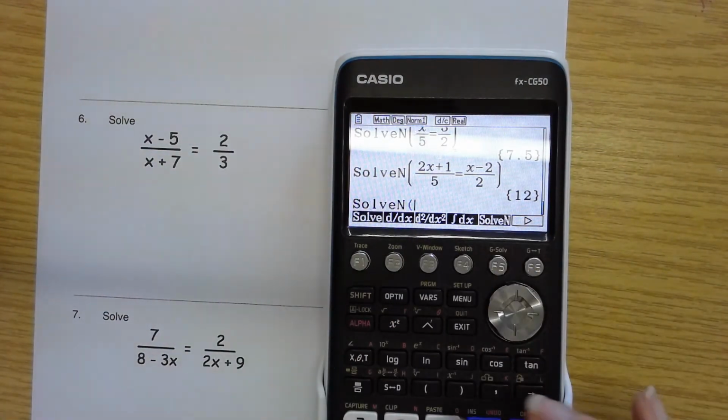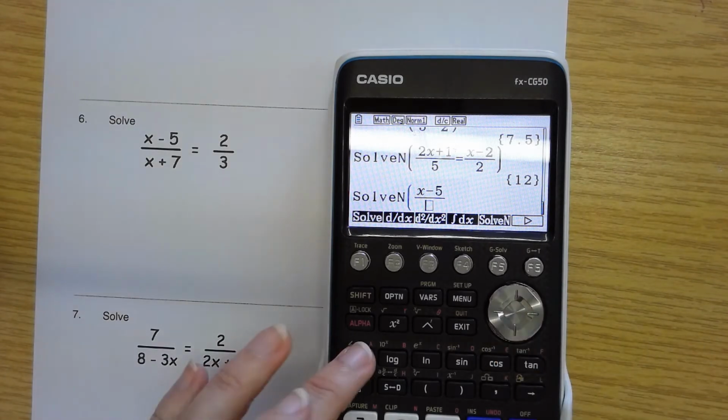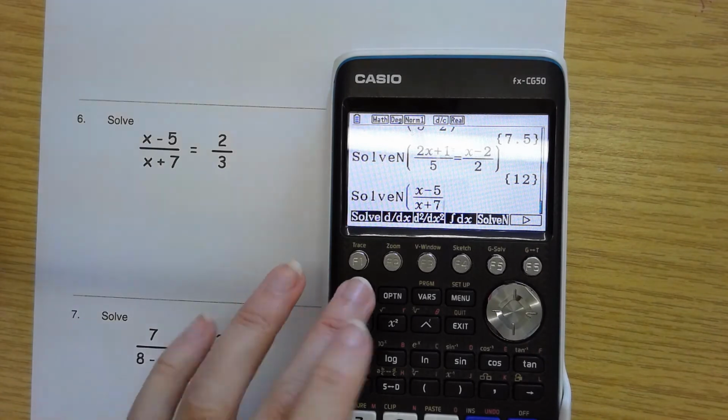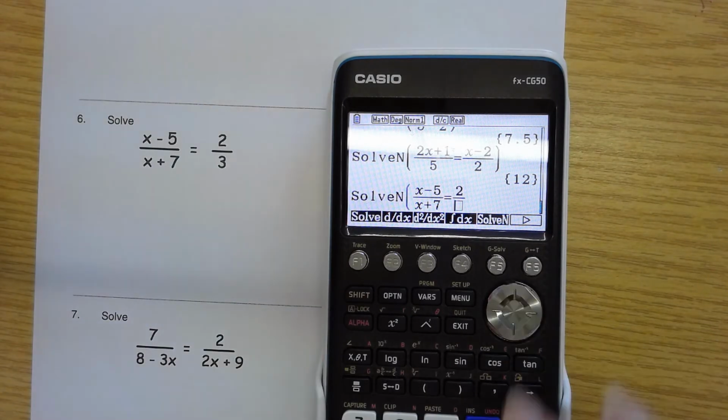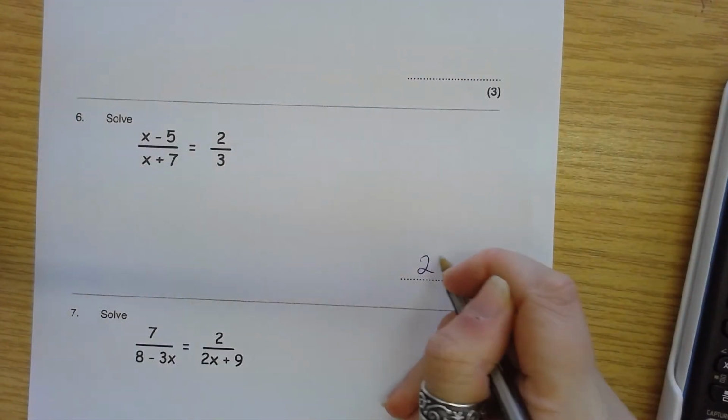Solve n once again, fraction, and it's just x subtract 5 over x plus 7. Use my scroll pad to give me then equals, and then 2 over 3, close. And that then gives me 29 as my answer.